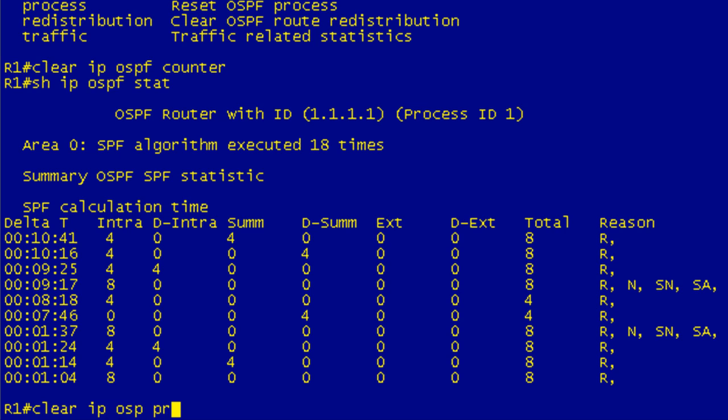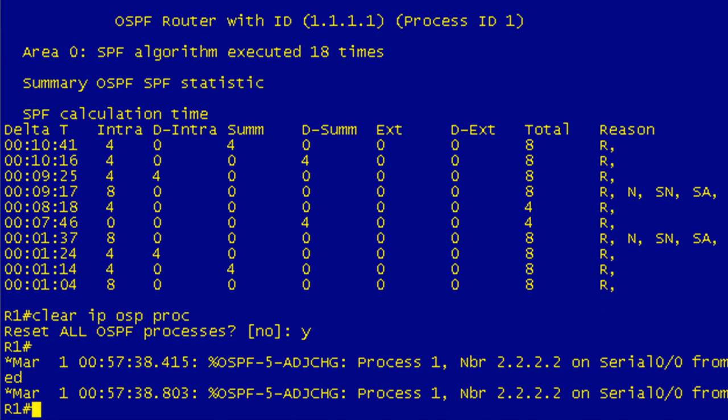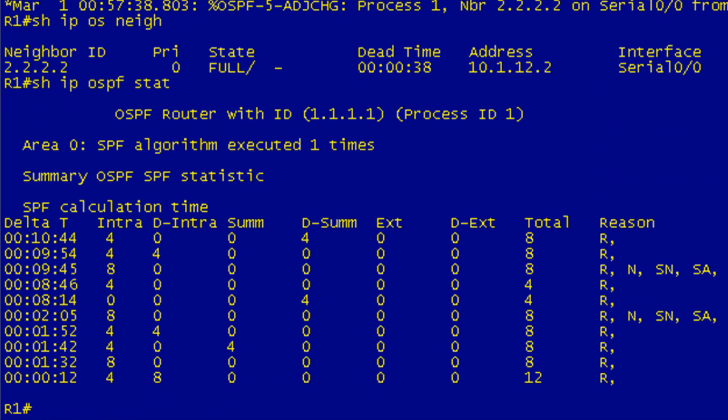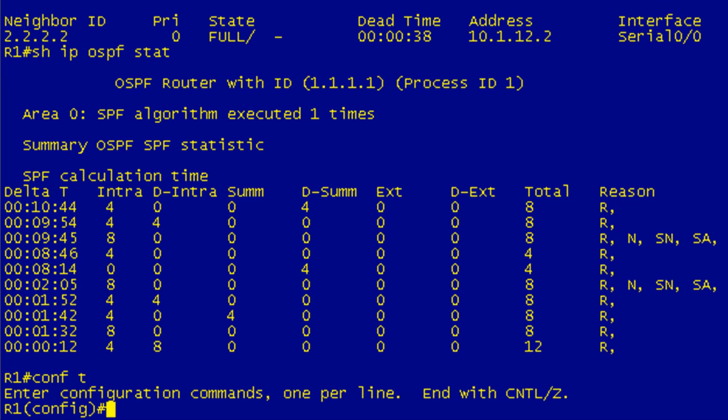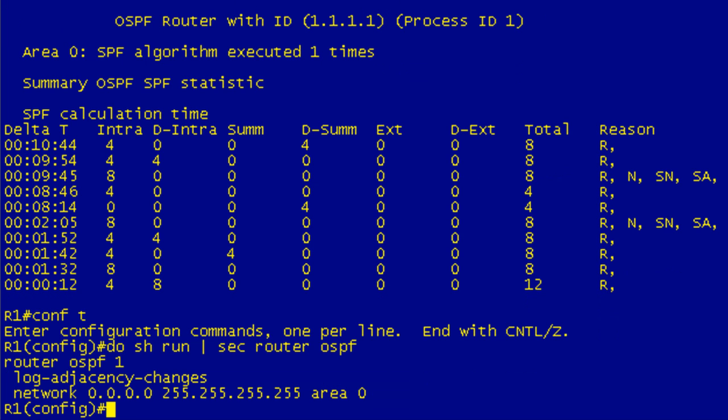Clear IP OSPF process. See what that's going to do is that's going to take down your neighbor relationship and then rebuild it. Did it pretty quickly here. You really don't want to do that in production unless you know what you're doing and you've got all the monkeys above you to sign off on it. But this thing I want to show you here is that it still does not clear this. So the only way to really clear this is to go into configuration mode, and I'm going to go do show run section router OSPF. Why I'm doing this is I just want to get the existing OSPF configuration. When you're doing this in production, it's a good idea to do this.